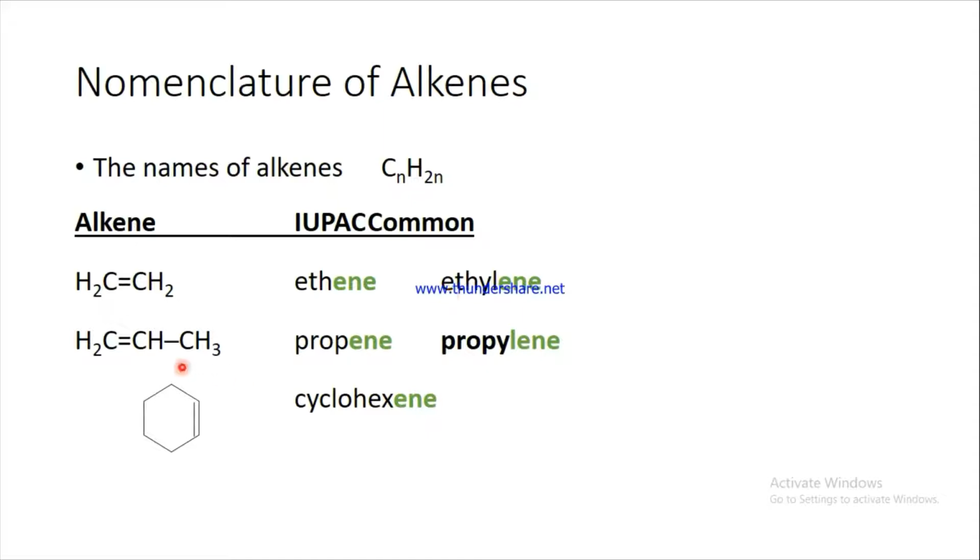As for 3 carbon atoms, instead it becomes propene or propylene. As for our cyclic compounds, we just name cyclohexene. Also, the position of this double bond is very important. But in this case, since we have only one double bond in our cyclo compound, you can simply write cyclohexene.